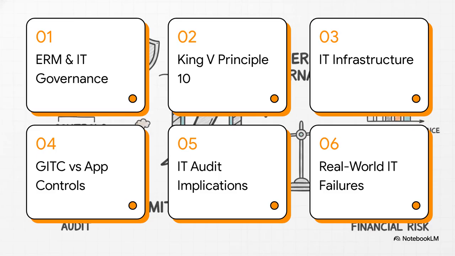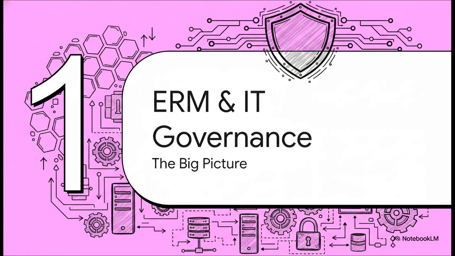Here's our roadmap for today. We'll be quickly covering ERM and IT governance, King V Principle 10, IT infrastructure, the difference between general and application controls, IT audit implications, and we'll cap it all off with some real-world IT failures. Starting with Section 1, ERM and IT governance. Let's look at the big picture of this invisible shield.